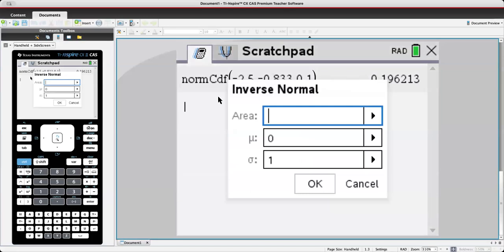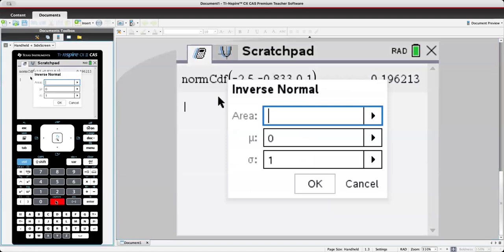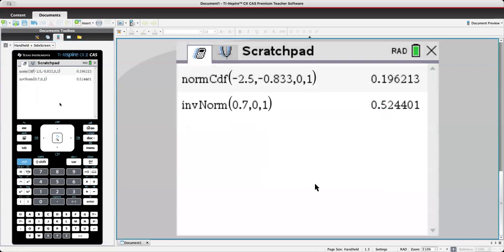And then it's going to ask for the area. So I'm going to put in 0.7. Make sure that the area there is a decimal, right? It has to be less than 1, otherwise you will get an error. So I'm going to put in 0.7, 0 and 1 are there, and hit OK. And it gives me 0.524.